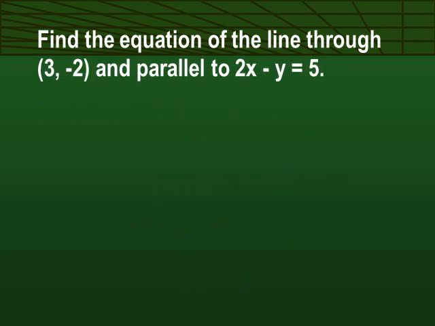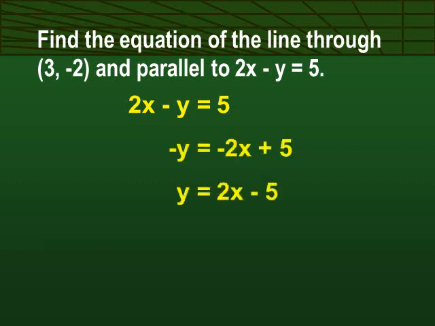Let's do one more just to be on the safe side. So first step is to find the slope of my original line. Okay, so I subtracted 2x from both sides, and then I had to divide everything by -1. Now I know my slope is 2.